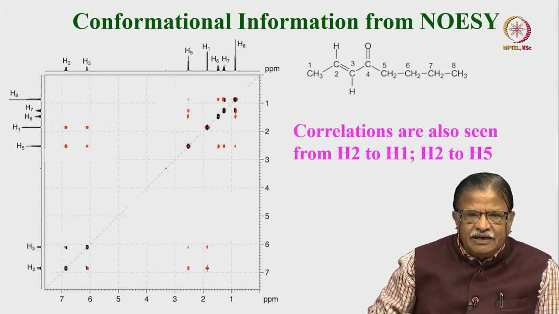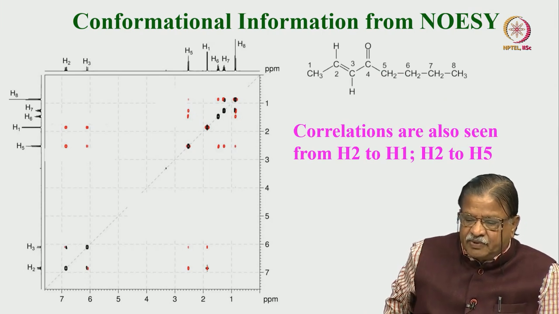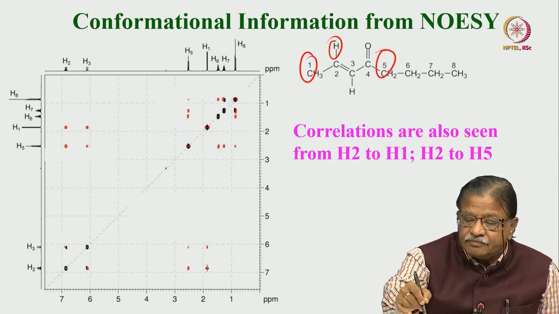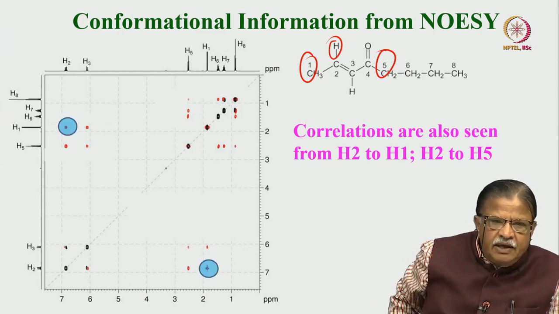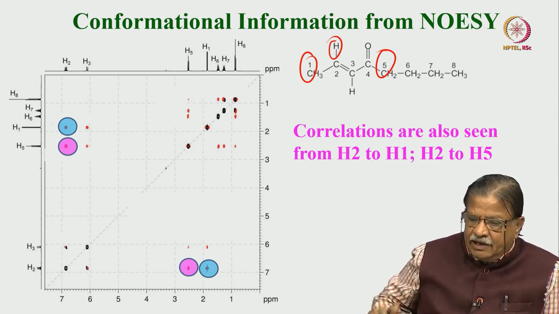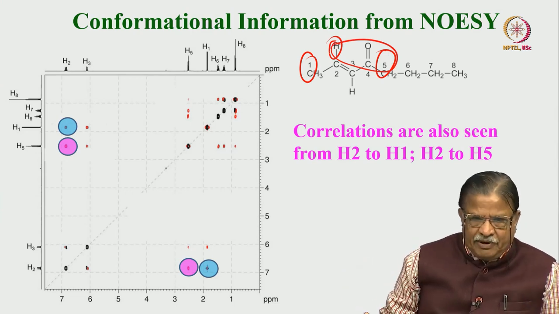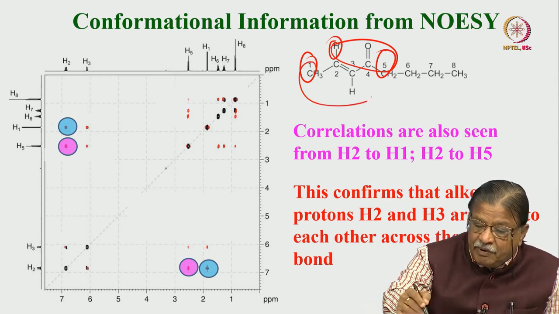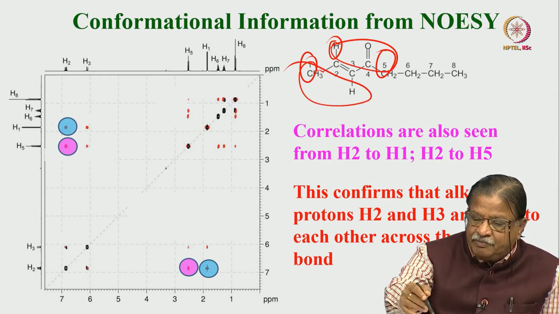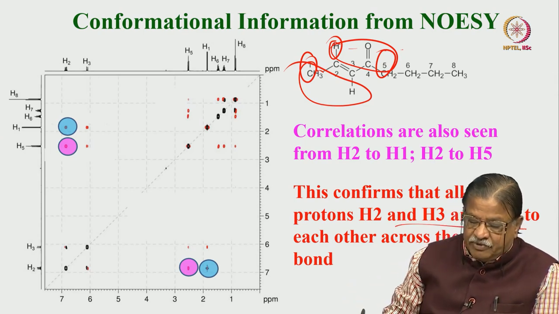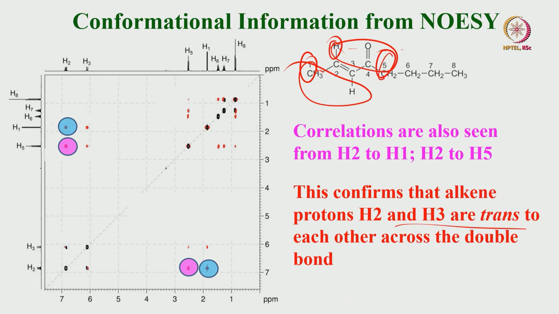Okay? And further, you can also see the correlation between H2 to H1, and H2 to H5 is also there. That you can see here, H2 to H1 and also H2 to H5. What does this say? That means these are all on the other side of the double bond. So this clearly tells you the case. NOESY cross peaks tell me that the cross peak between these two puts them on one side of the double bond, and the cross peak between 2 and 3 here confirms that the alkene protons 2 and 3 are trans to each other across the double bond, because these two are on one side from the correlation information we got from the NOESY spectrum.